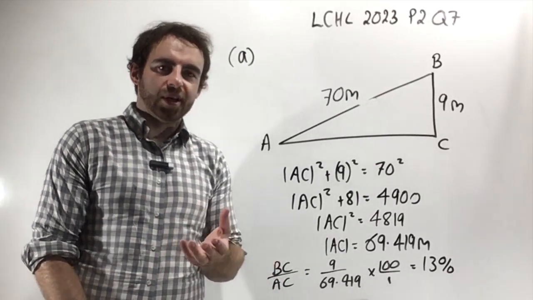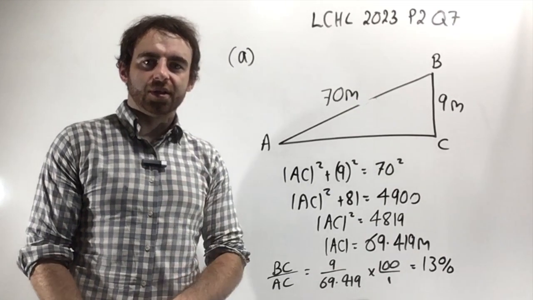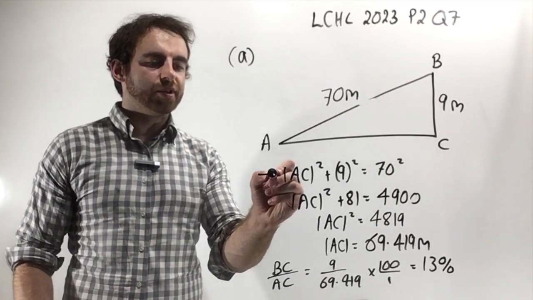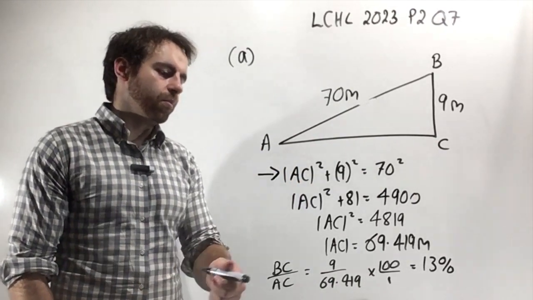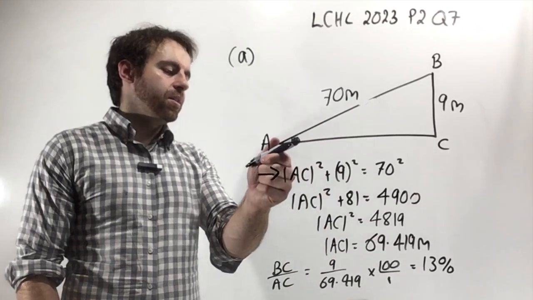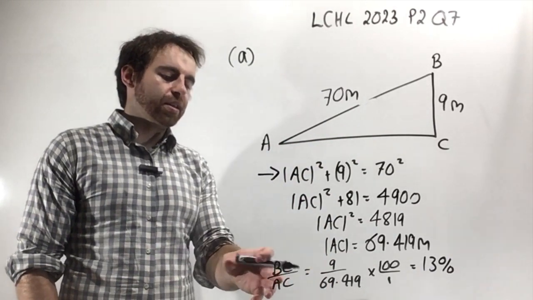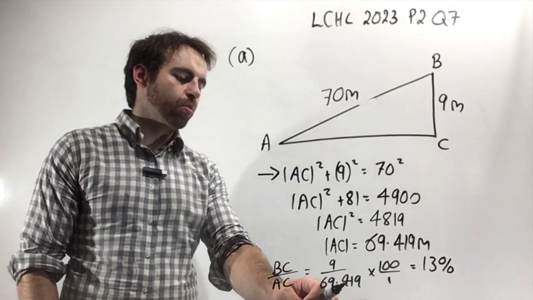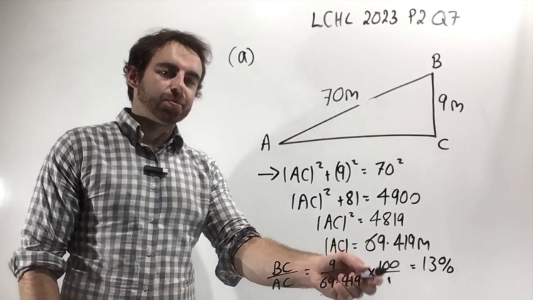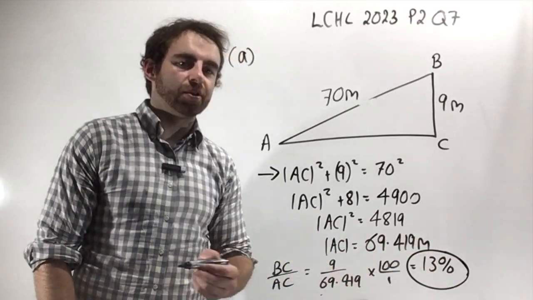So obviously the first thing we have to do is find the distance AC. If you have two sides in a right angle triangle and you're trying to find the third side, you simply use Pythagoras theorem. If we use Pythagoras theorem here, we work out that AC is equal to 69.419 meters. And from there it's easy, we just need to get BC over AC, which is 9 over 69.419, and to get it as a percentage you multiply by 100. To the nearest percent, our answer here is 13.